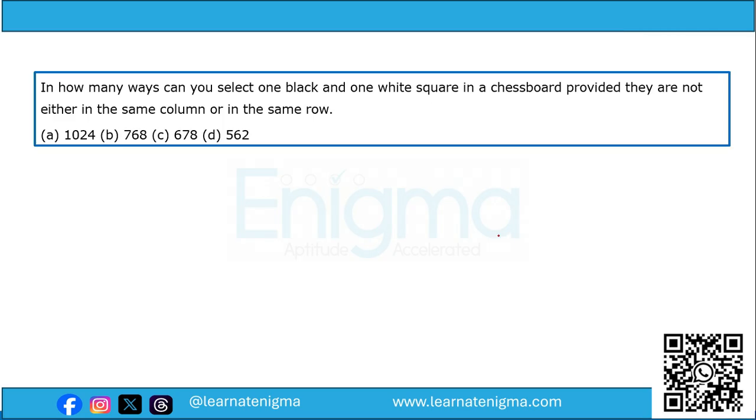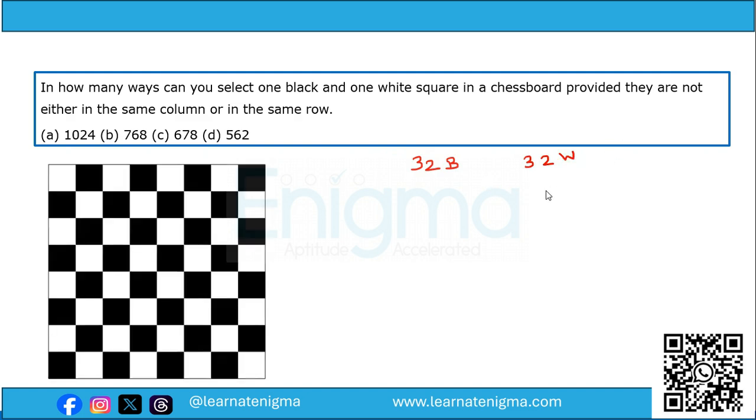In how many ways can you select one black and one white square in a chessboard, provided they are not either in the same column or in the same row? Now, in a chessboard, we have 32 black squares and 32 white squares. A chessboard looks something like this.